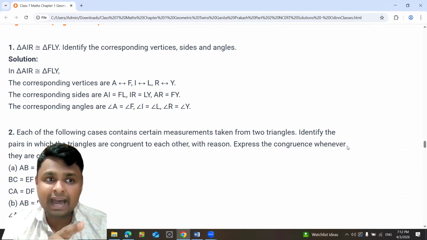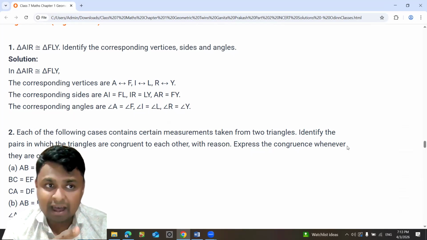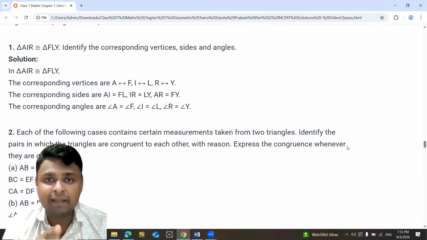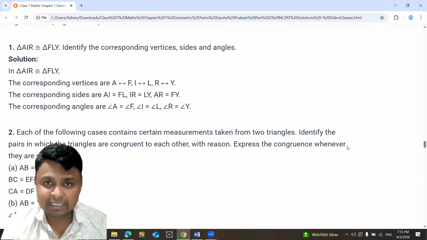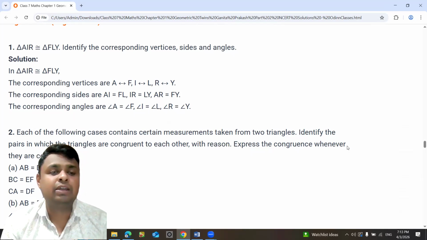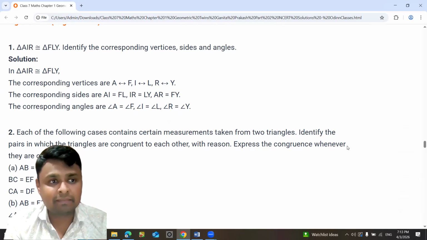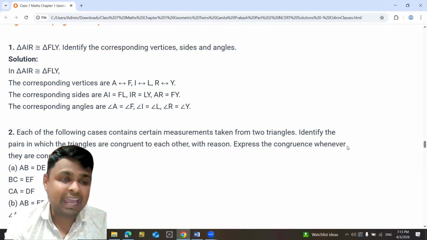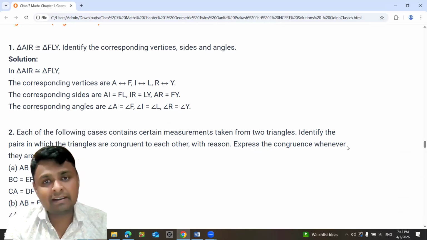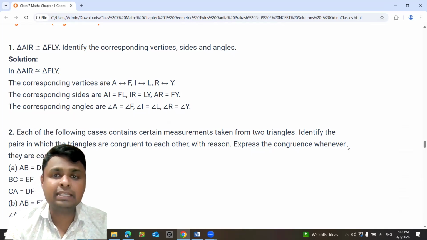First and second, AI congruent to FL. Then second and third, IR congruent to LY. The first letter and second letter, then again first letter, second letter, FL. Like this, you have to write the corresponding side. Then second and third, IR congruent to LY. And first and third, AR congruent to FY. Like this, you have to write the corresponding sides.